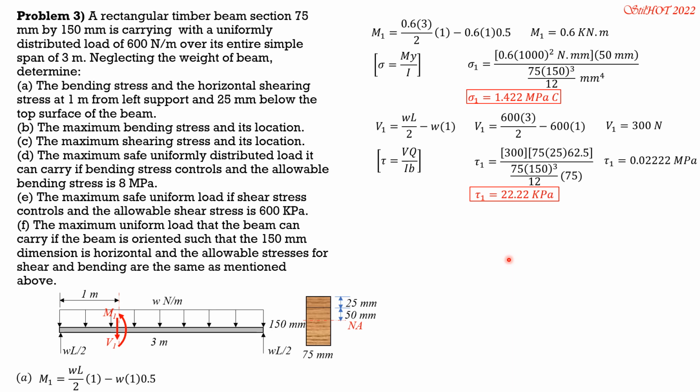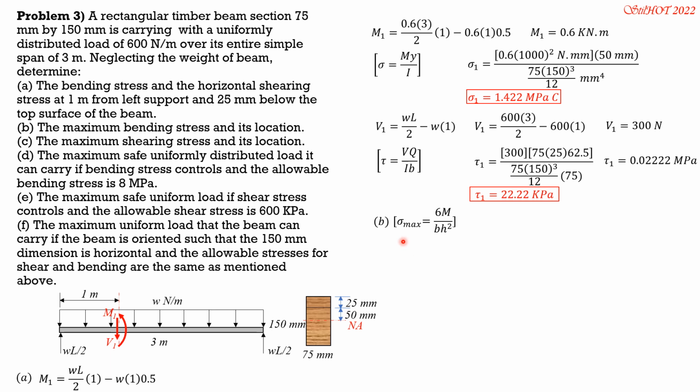Then for part B, the maximum bending stress and its location, it is expected to occur at the center of the beam, where the maximum moment is WL squared over 8. And for the section of the beam, it occurs at the top or bottom fibers. So sigma max equals 6M over bh squared for a rectangular section.